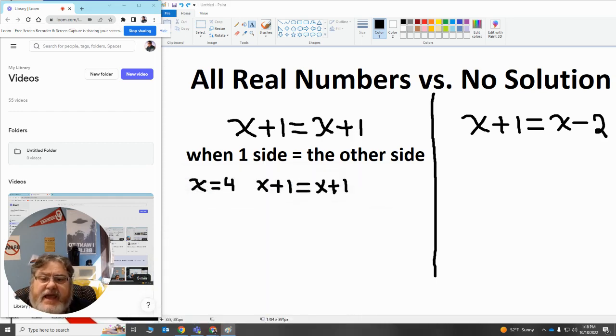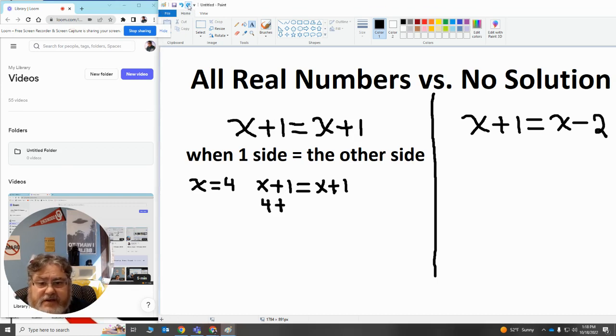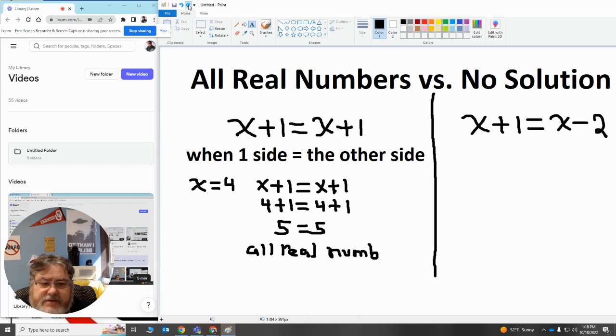Let's say that x equals 4. And so in the equation x plus 1 equals x plus 1, we substitute 4 for x, and we add 1. We do that on the other side. We add 4 to x because x equals 4, and we add 1. Our result is 5 equals 5. Okay, so when one side equals the other side, we put down as an answer all real numbers.